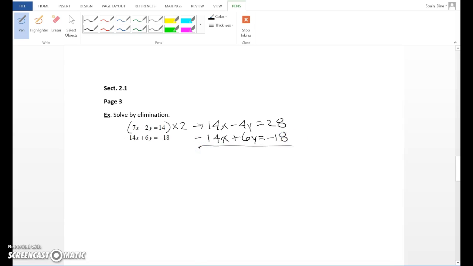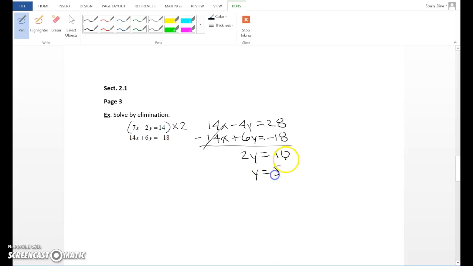Alright, so all I've done, look at those x's. The first one is a positive 14x, the second one is a negative 14x. If I add straight down, those are going to cancel themselves out. Then over here, I've got negative 4y plus 6y, which is going to give me a 2y. If I add these, that gives me a 10.